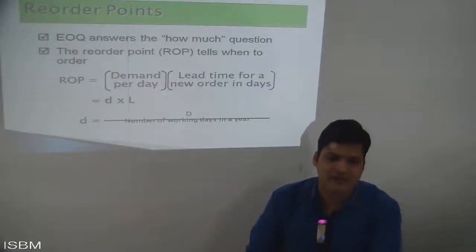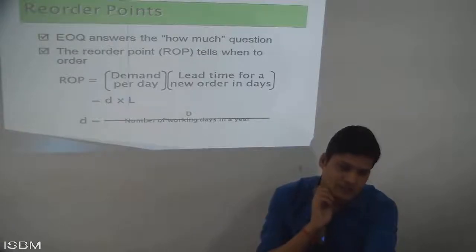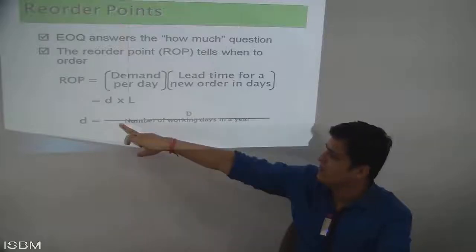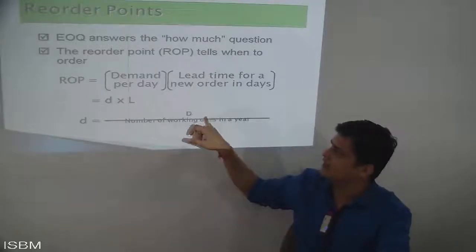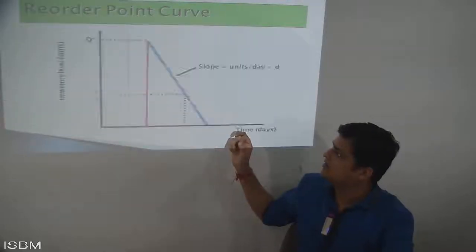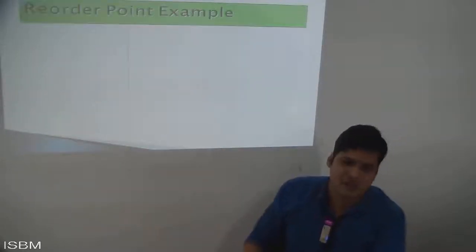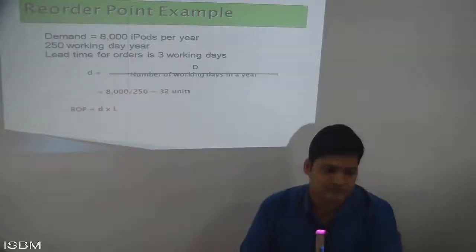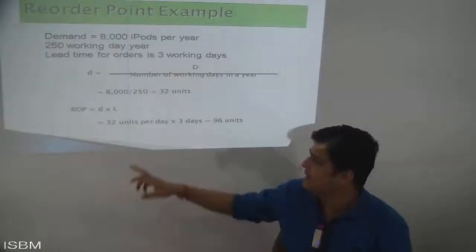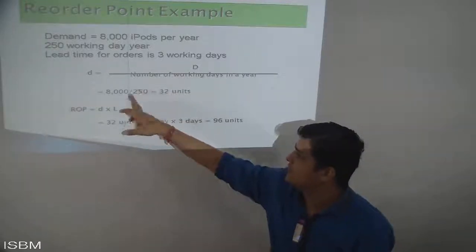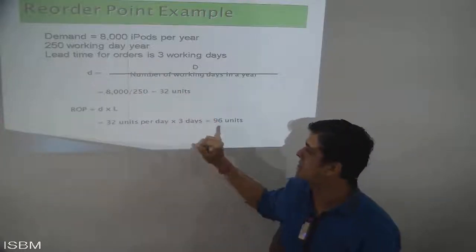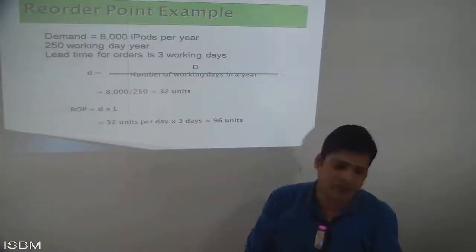So again we can calculate the reorder point, which is demand per day into lead time. How do we calculate the demand? Demand is nothing but D, demand, upon the number of working days. So demand is 1000 and the number of working days is 250. So demand per day is 4. D is now 8000, and with 250 working days we calculate 32, and L, lead time, is 3 days over here. So we can multiply this and we get the reorder point.